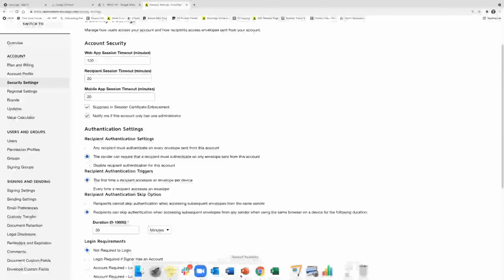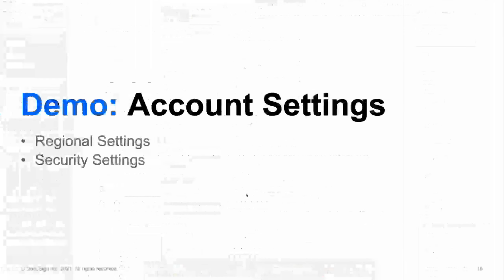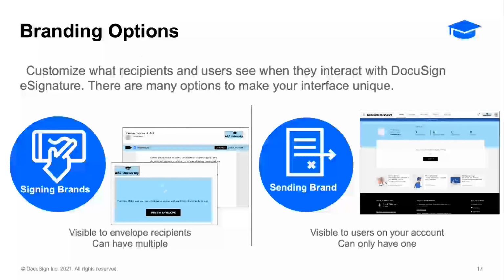So now let's talk a little bit more about branding. Let's move on here. You can create brands on your account to customize what your recipients and your users will see when they interact with your DocuSign account. You could add in your own logo and color schemes so that it's displayed in the email notifications that are sent to your recipients and to your users in the e-signature application when they log in.